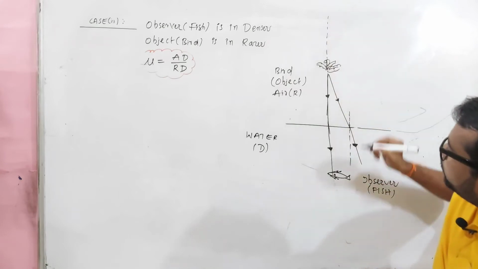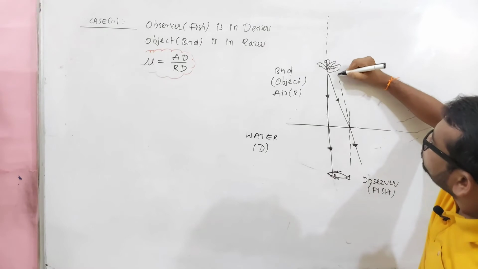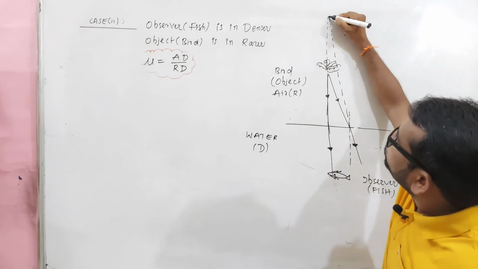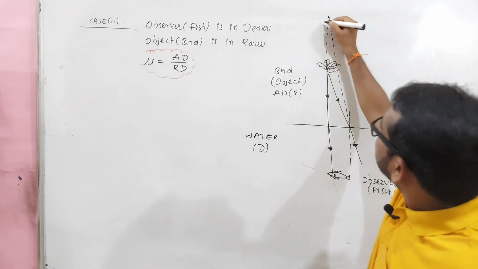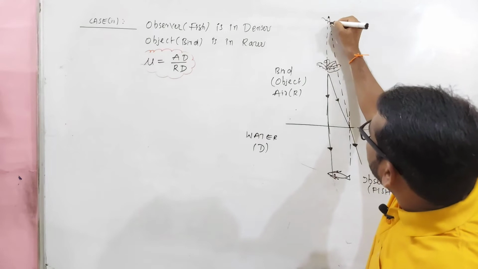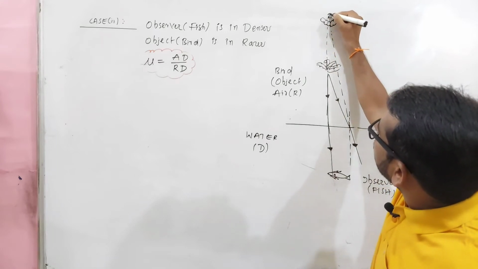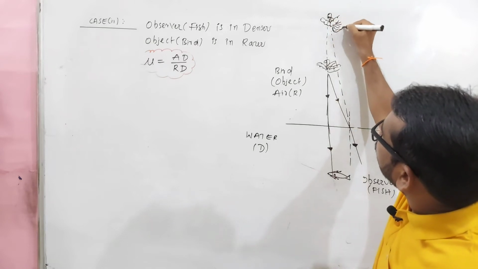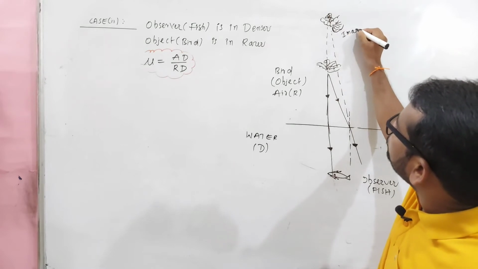Here, let us extend back. And this light ray, look at here, we are extending back. So this is a point where the light rays are appearing to me. Which means this is a point where the bird image appears. Here, the bird image is formed. Try to understand. This is the bird image.